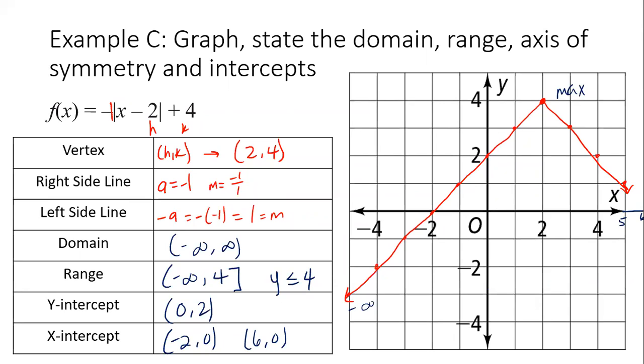How do you feel about method B of graphing absolute values? Any objections? Any questions that need to be clarified? Ask me now, ask me later, let me know. Axis of symmetry, my axis of symmetry is at x equals 2.